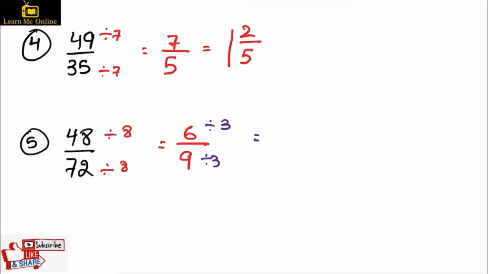Now how many 3s make 6 would be 2, and how many 3s make 9 would be 3. This time the top is lighter than the bottom, so this is our simplified form. We can only change fractions into mixed numbers when the top is heavier than the denominator.